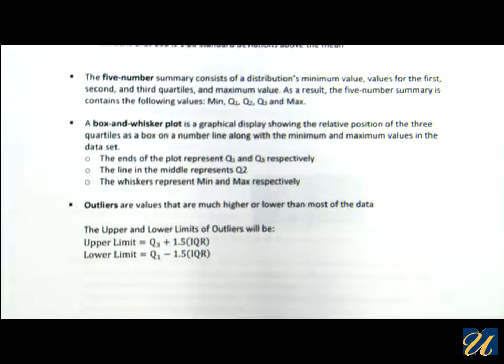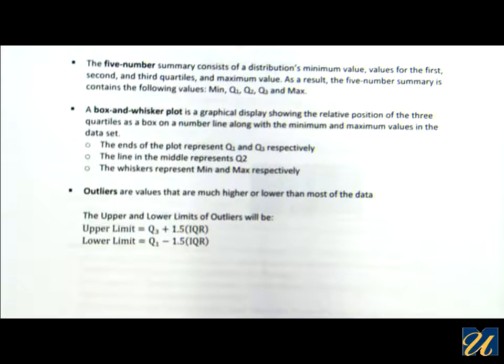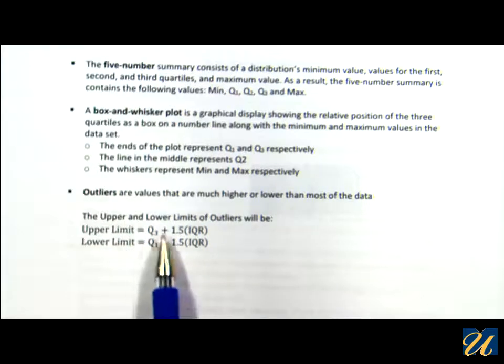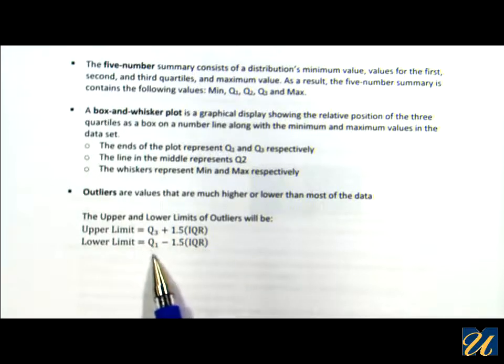Outliers are values that are much higher or lower than most of the data. The upper and lower limits of outliers will be: for the upper limit, Q3 plus 1.5 times the interquartile range. The lower limit, Q1 minus 1.5 times the interquartile range.